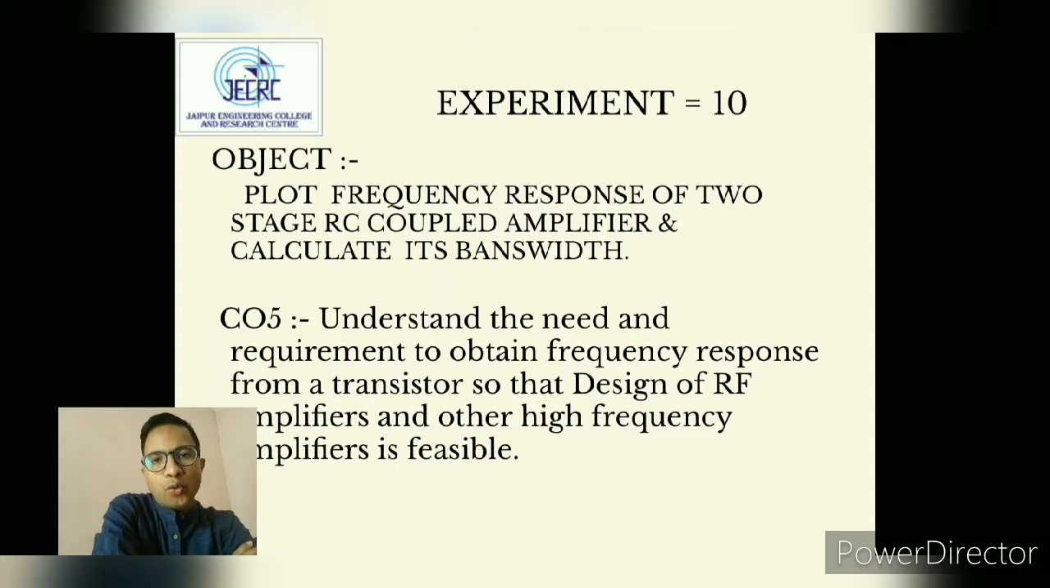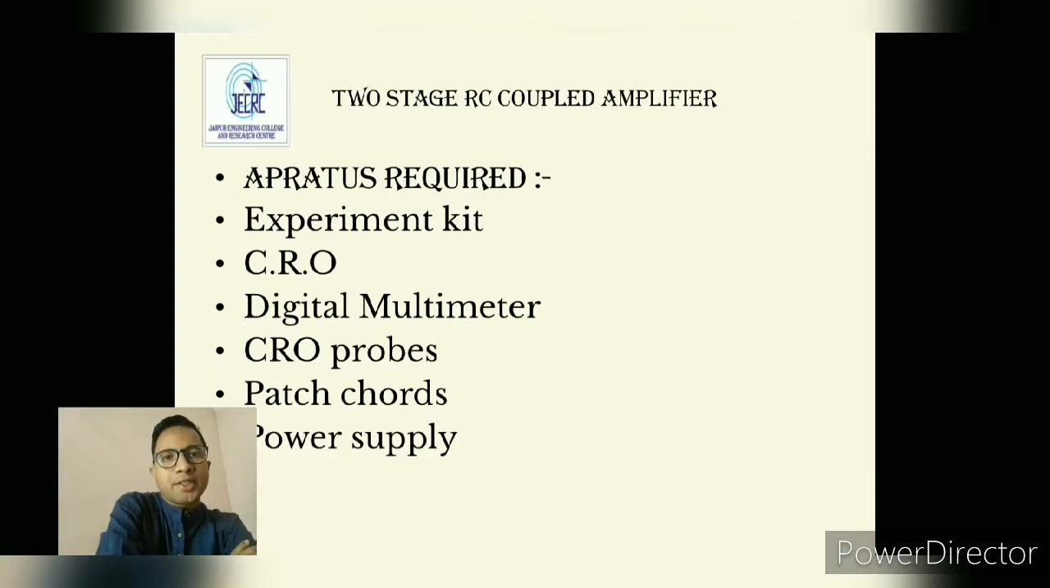The course outcome we have to include in this experiment is to understand the need and requirement to obtain frequency response from a transistor, so that design of RF amplifiers and other high frequency amplifiers is feasible. The apparatus required in this experiment are an experiment kit, CRO, digital multimeter, CRO probes, patch cords and power supply.